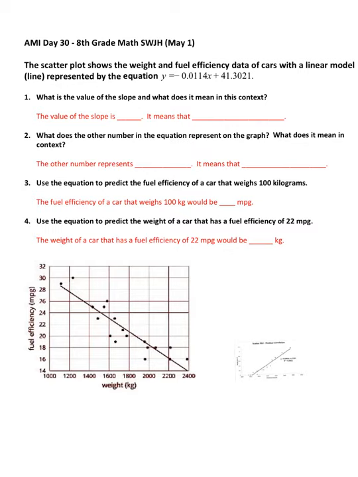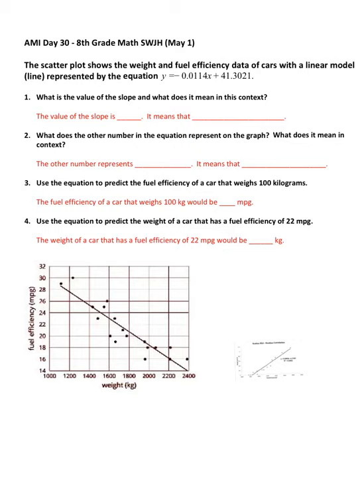Math. Let's start with the question. The question says, the scatter plot shows the weight and fuel efficiency data of cars with a linear model line represented by the following equation. And then the questions ask, what is the value of slope and what does it mean in the context?